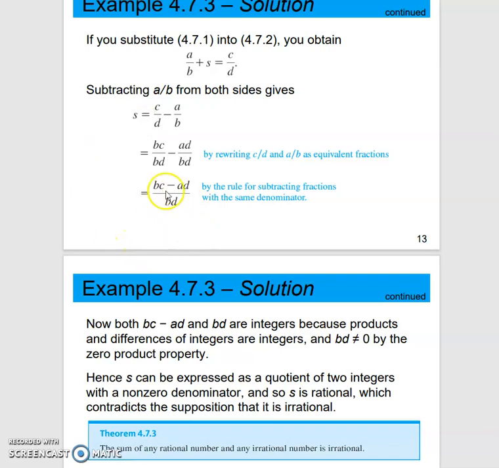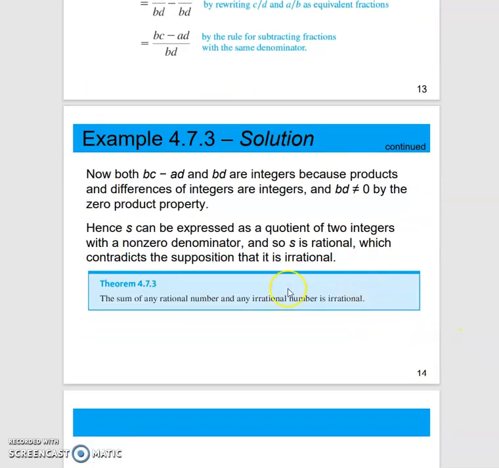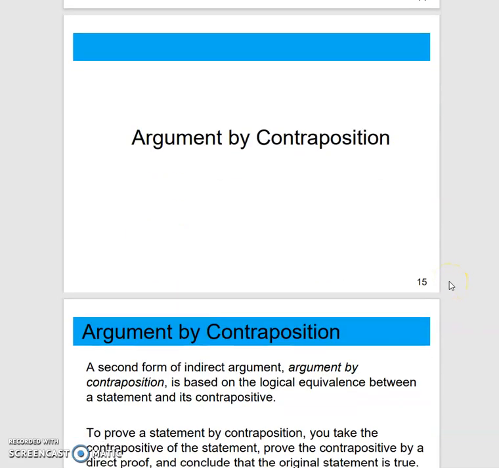So I've just said that S is rational. But remember, we said S is irrational. And there is my contradiction. I've said an irrational number is equal to a rational number, and I can then make my conclusion that my original statement, the sum of any rational and any irrational number, is irrational. All right, that was proof by contradiction.